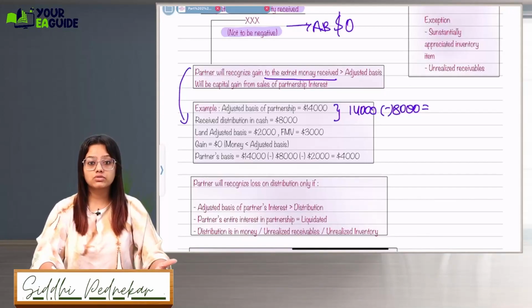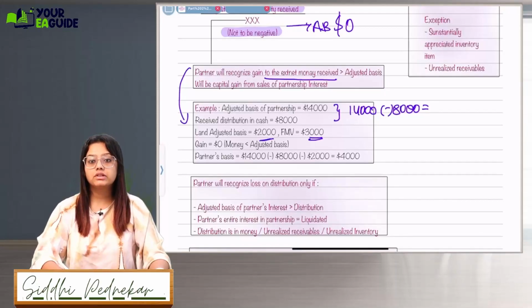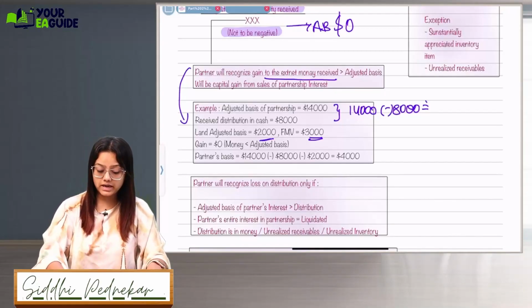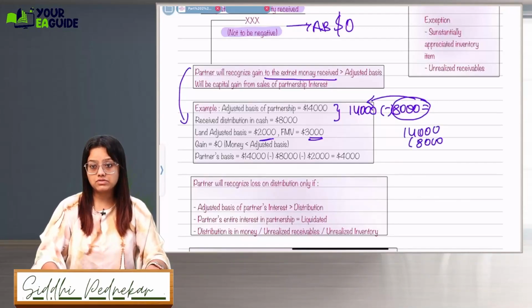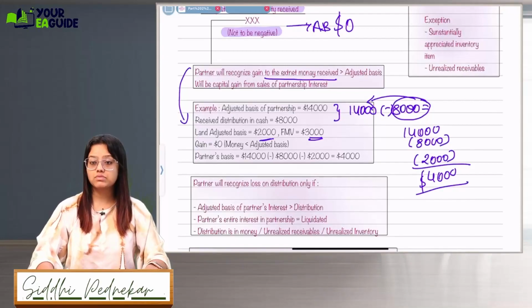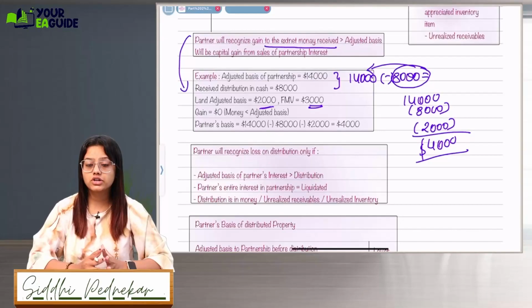Now he has also received a land with an adjusted basis of 2,000, and the FMV of that particular land is 3,000, okay. Now the gain recognized will be 0, because the 8,000 he is receiving is less than the adjusted basis. But the partner's basis in the partnership firm will be what? 14,000 minus 8,000 minus the land's adjusted basis which he is receiving. So the adjusted basis will be just 4,000.